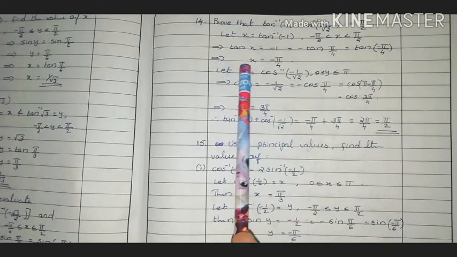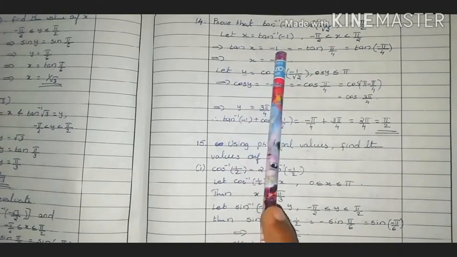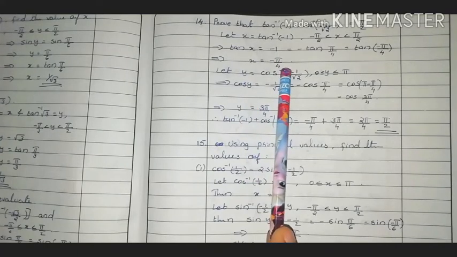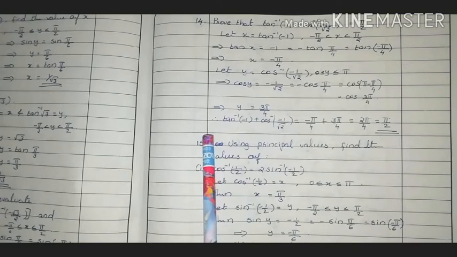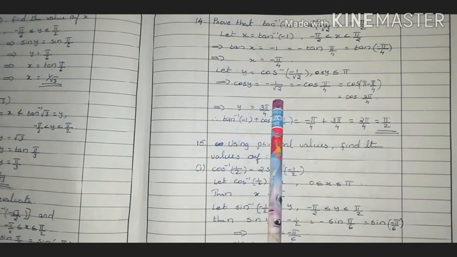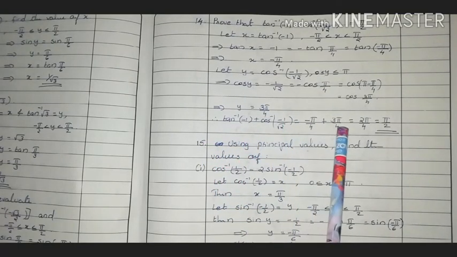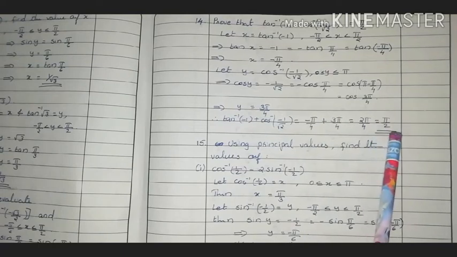Then you will get tan inverse minus 1 is equal to minus pi by 4, and cos inverse minus 1 by root 2 is equal to 3 pi by 4. Just add those two, then you will get pi by 2.